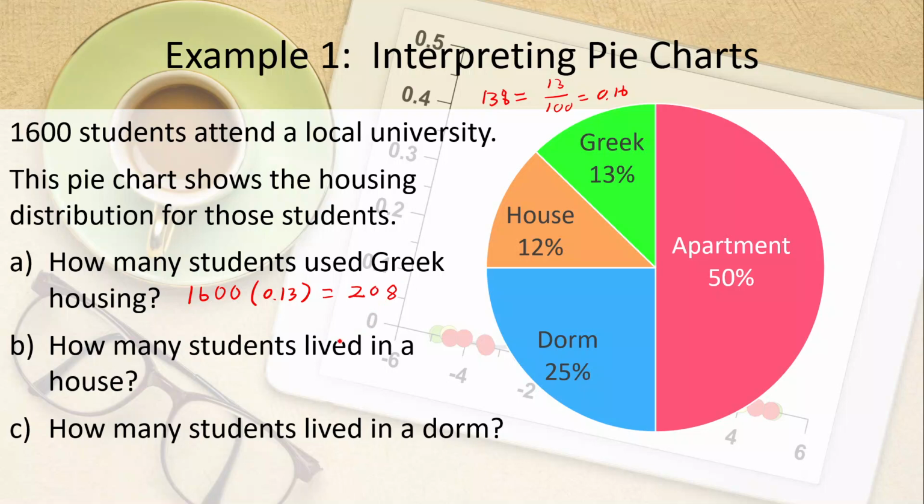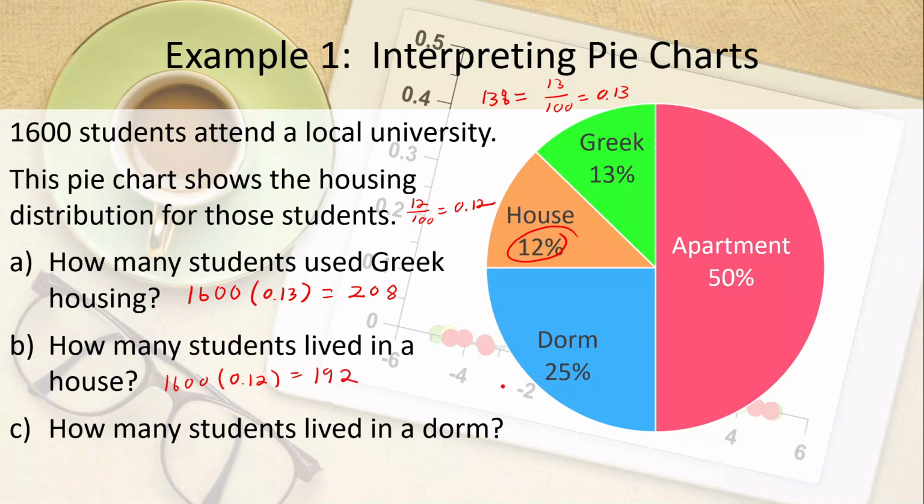How many students live in a house? Well, that is what we have right here, and notice that is 12%. So 12% divided by 100, as you might well guess, is 0.12. I don't know why I have a 0.06 there. That should be 0.13. And if that's the case, then 12% of 1,600 is going to be 1,600 times 0.12, and that will be equal to 192.